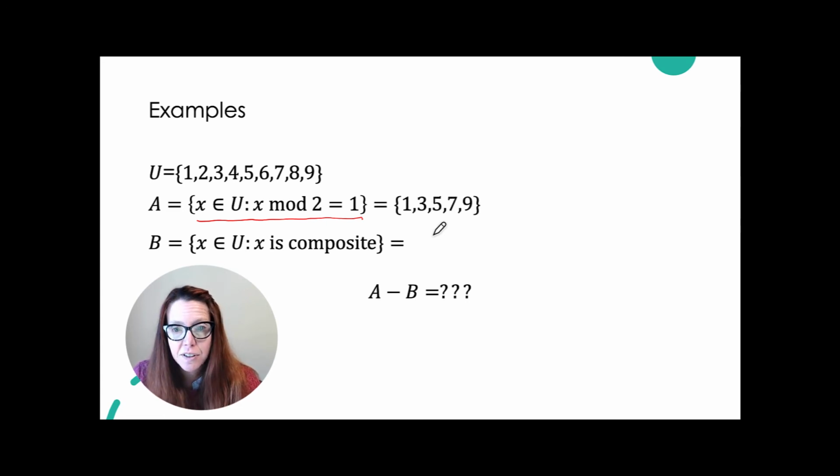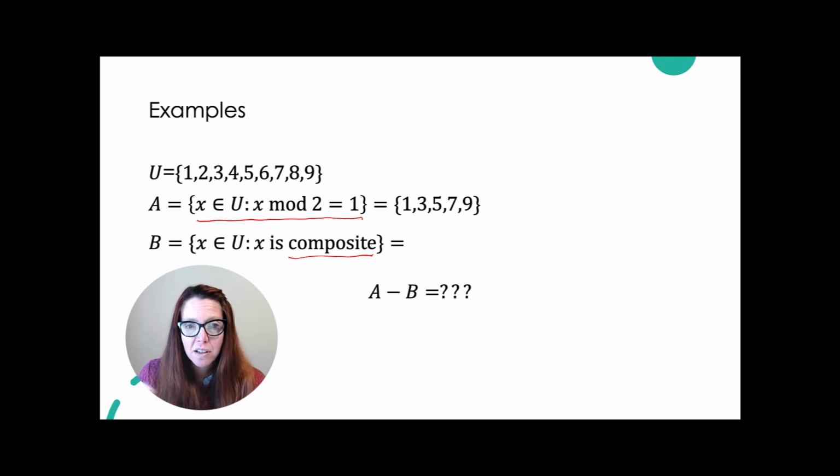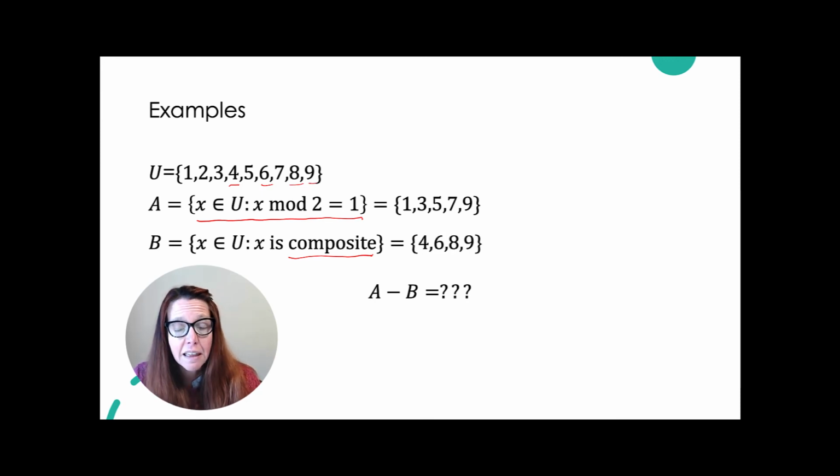And in our universe, that means the numbers 1, 3, 5, 7, and 9. Our new set B is all x in the universe such that x is composite. So it's the integers greater than 1 in our set such that the number is not prime, right? We know in our set 2, 3, 5, and 7 are prime numbers, and so our composite numbers are just the remainder: 4, 6, 8, and 9. So B is the set {4, 6, 8, 9}.